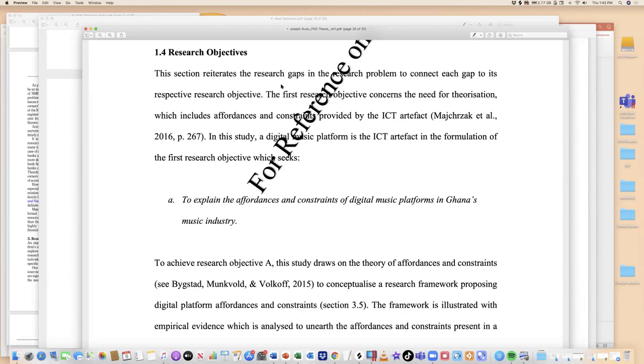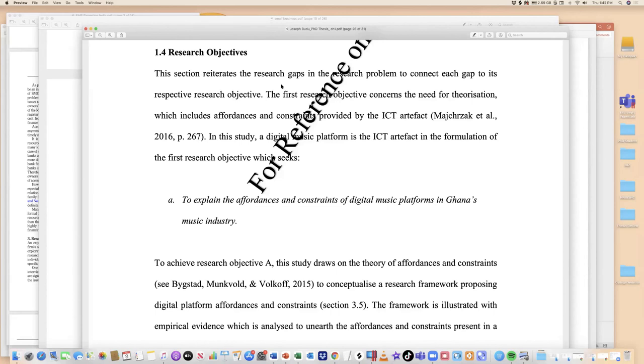But the first research objective concerns the need for theorization. So the first research objective focuses on how to address the theorization, and the second focuses on something, the third focuses on something. So you have to try and look at it in that perspective: when you are presenting research gaps, you have to make sure that later on they can tie to your objectives. And the objectives can then tell us what you are doing in the research.